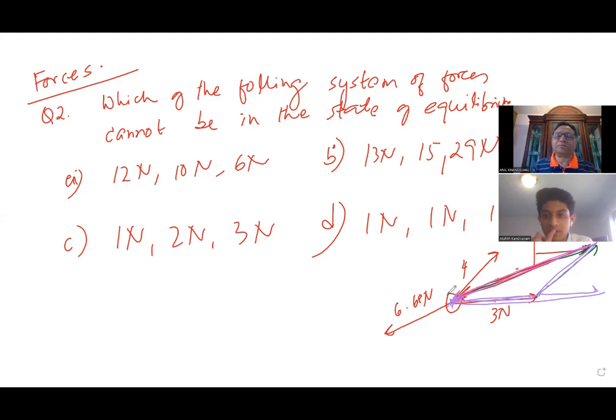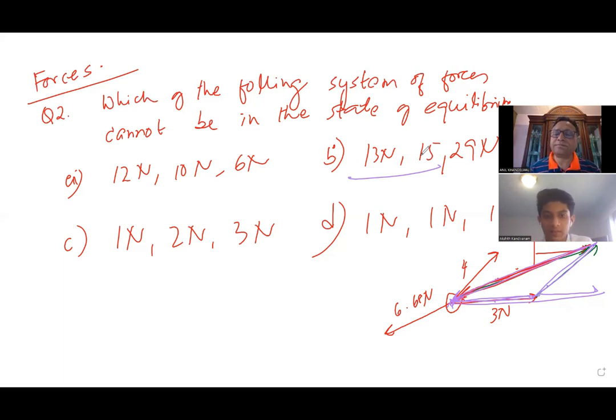Sir, I think it's B, right? Correct. Because the sum of 15 and 13 is 28, which is smaller than 29. So that will not form a triangle, and therefore it will not be in equilibrium. It cannot be in equilibrium. That is the whole concept. So is this part clear to you? Yes, sir. Just one clarification.